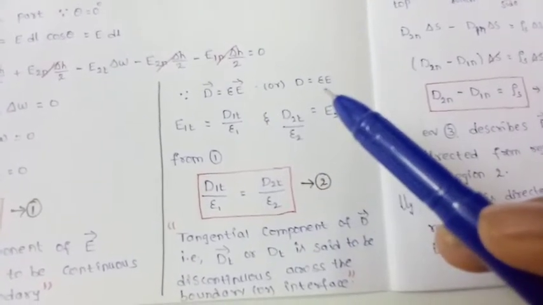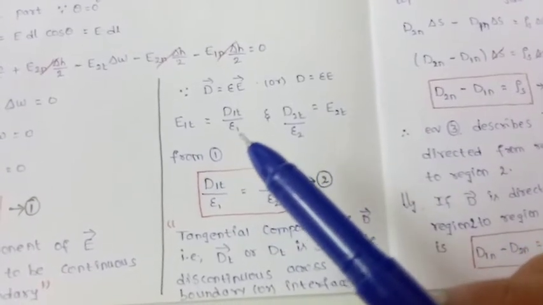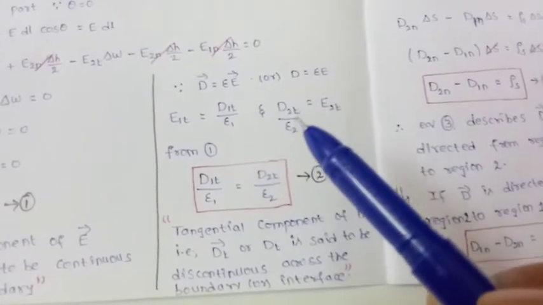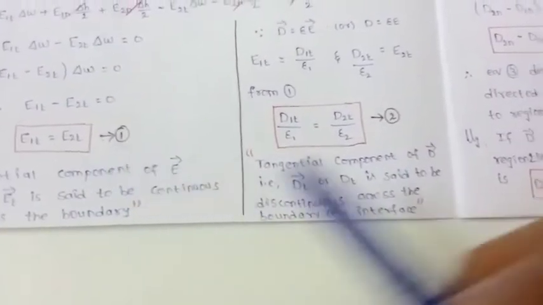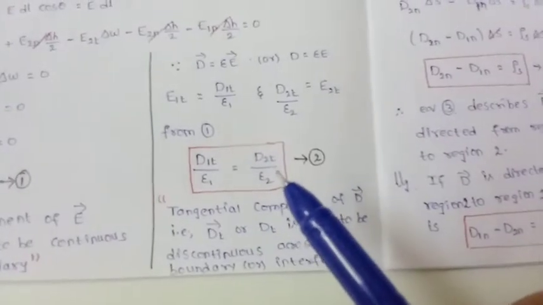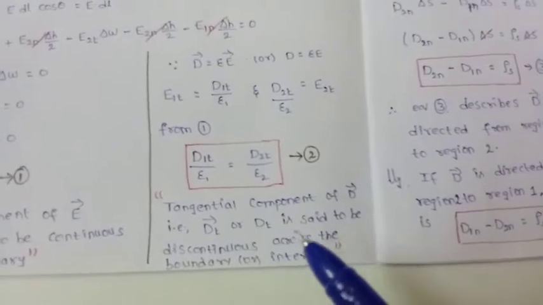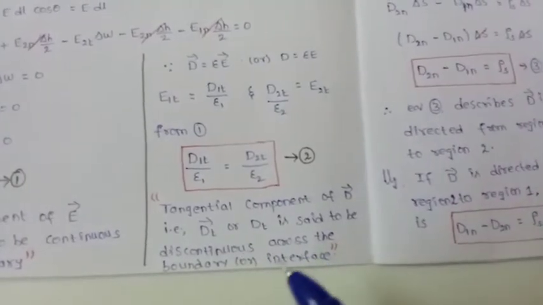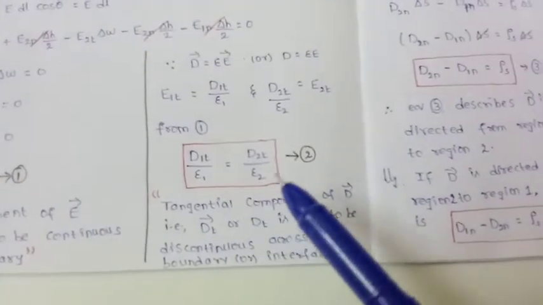Now, since D bar is equal to epsilon times the electric field in vector form, and this is in the scalar or magnitude form, we can write that E1t is equal to D1t upon epsilon 1 and D2t by epsilon 2 is equal to E2t. Therefore, from this expression we can write that D1t upon epsilon 1 is equal to D2t upon epsilon 2. That means the tangential components of D bar are said to be discontinuous across the boundary. It depends on the dielectric medium. Are you clear?